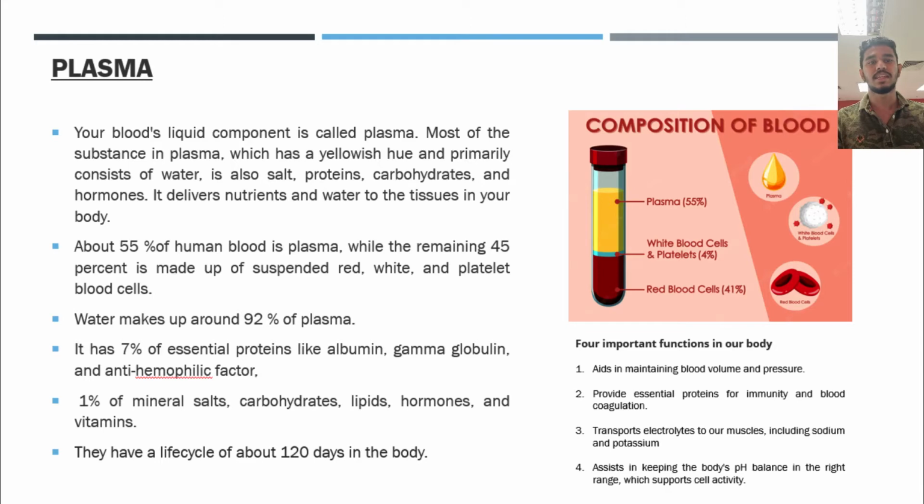The plasma is basically the blood's liquid component. It has a yellowish hue and primarily consists of water, salts, and proteins, and then carbohydrates and hormones. It delivers nutrients and water to the tissues in your body. About 55% of human blood is made of plasma, while 45% is made up of suspended red and white blood cells and platelets. Water makes up 92% of plasma, and it has 1% mineral salts and others.